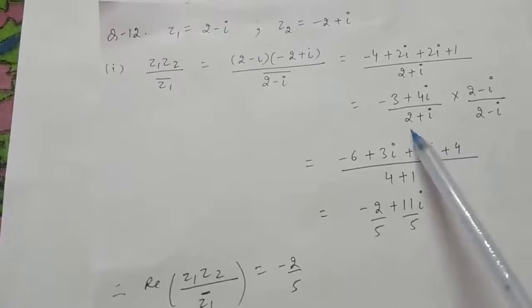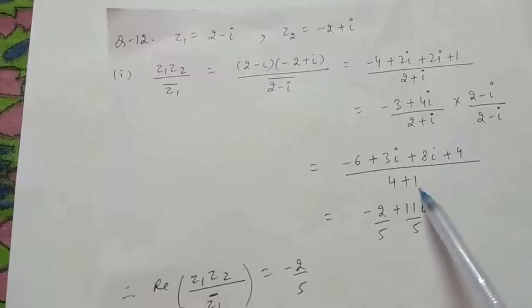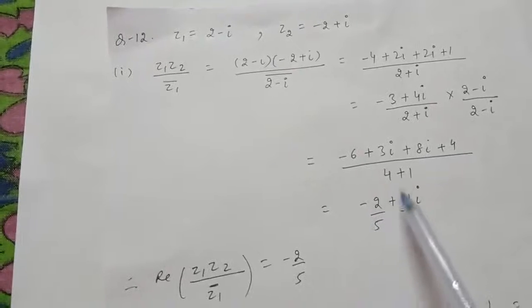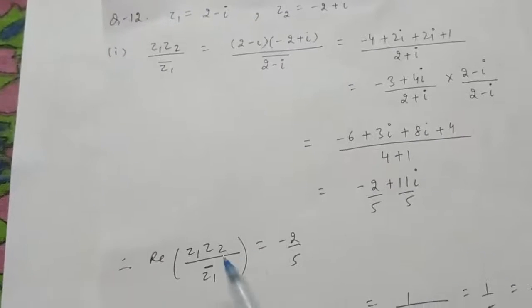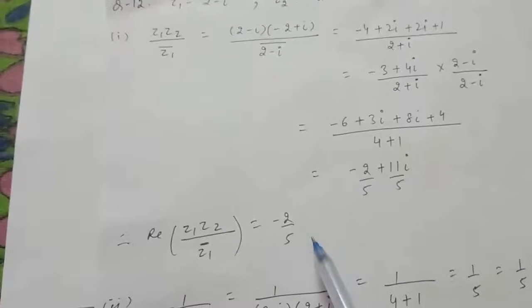In the denominator, a square minus b square. So minus of iota square, which is plus 1. Now this will become minus 2 by 5 plus 11 by 5 iota, right? So the real part of this complex number will be minus 2 by 5, right?